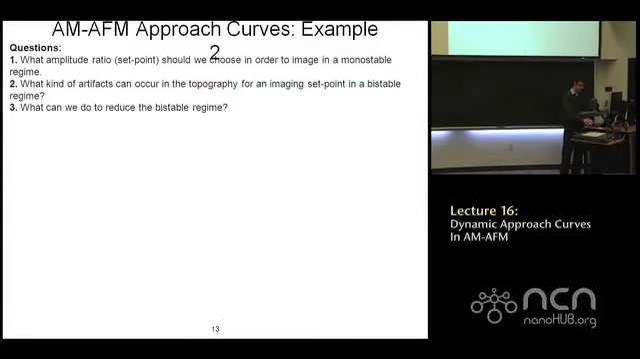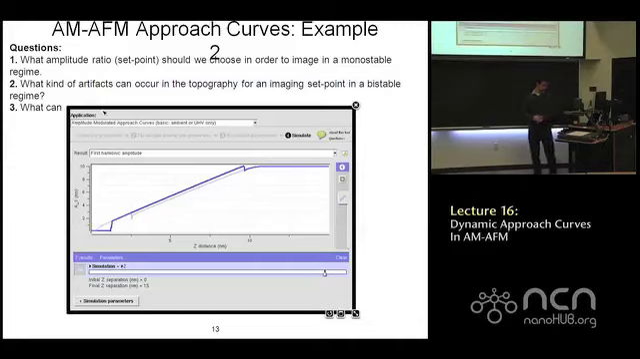So, what amplitude ratio should we pick if we want to be in a monostable regime? Okay, so if you go to the amplitude plotted versus z distance, you'll notice that these 2 curves are on top of each other in small sections of this, right? So first of all, for an amplitude ratio approximately in the interval 0.2 to 0.3, we're in a monostable regime where the two curves are on top of each other.